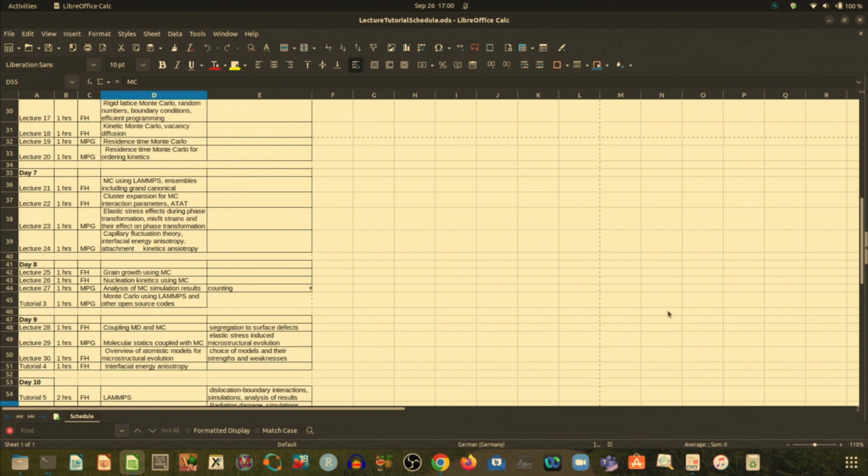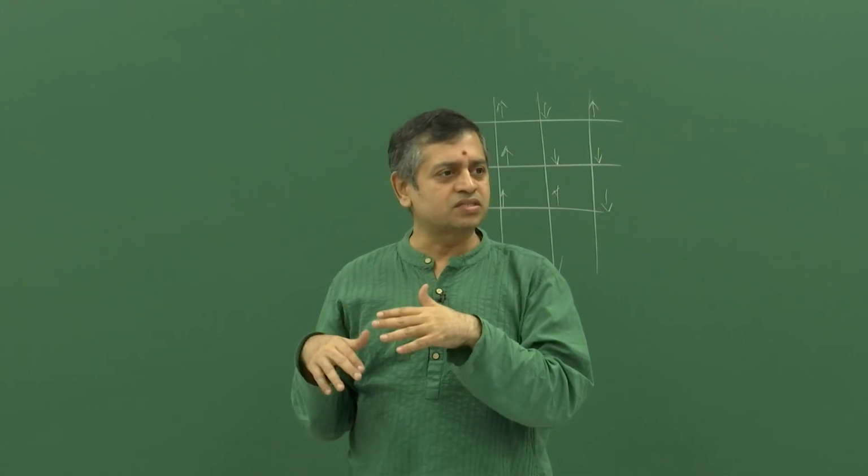So, I want to spend some time explaining this residence time Monte Carlo algorithm. In fact, it is a paper from Abhi, my advisor, Ferdi and Martin, their postdoc advisor. This is a paper from '96, '97 in Acta Materialia, where they explain the model and the implementation very nicely, and it also led to some interesting results.